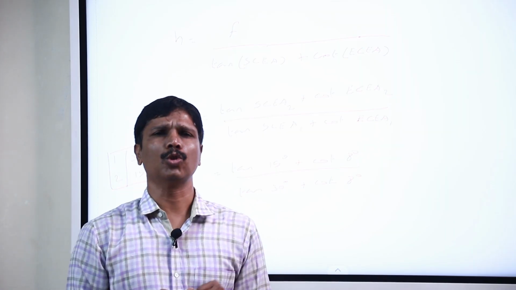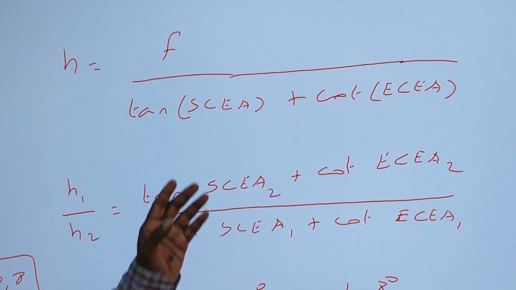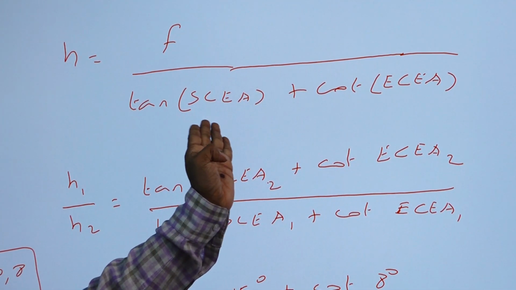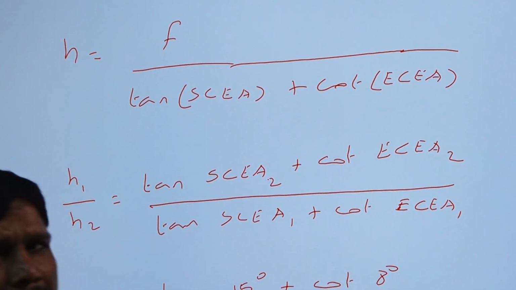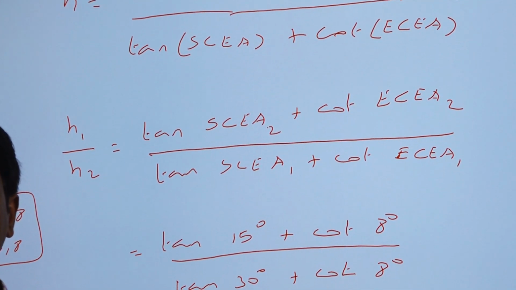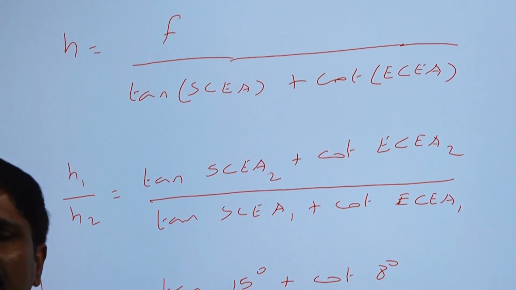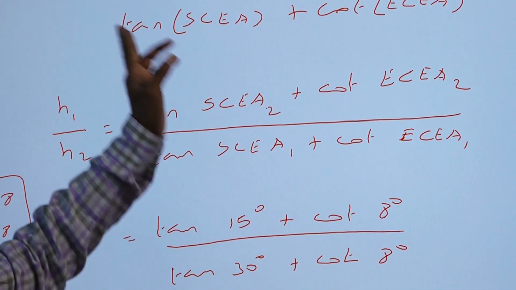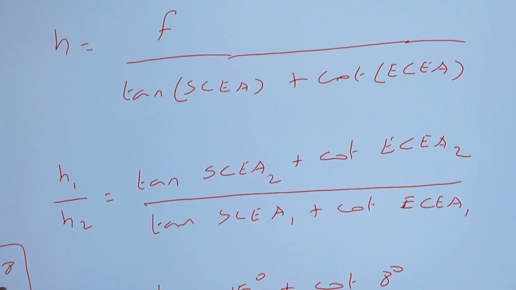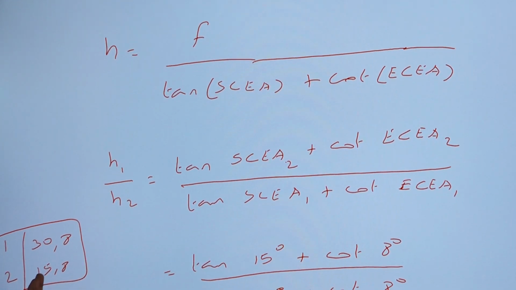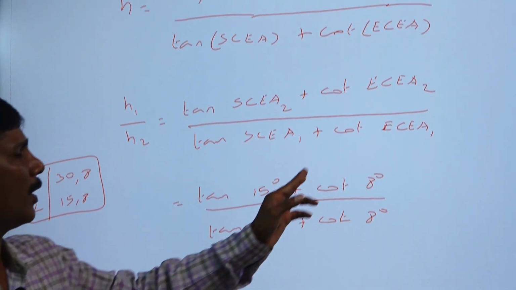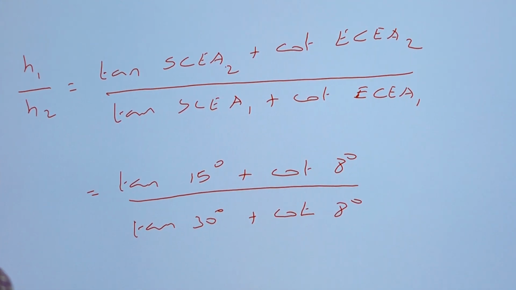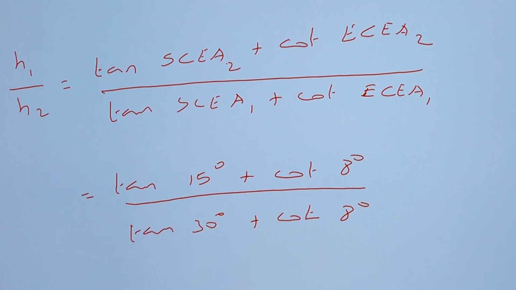We have two tools whose side cutting edge angle and end cutting edge angle are given. So H equal to F divided by tan SCEA plus cot ECEA. SCEA means side cutting edge angle, ECEA means end cutting edge angle. So H is inversely related. The first tool has 30 and 8, the second tool has 15 and 8. So 15 and 8 will come under the numerator, 30 and 8 will come under the denominator. It is reversed, so the values are inversely related.